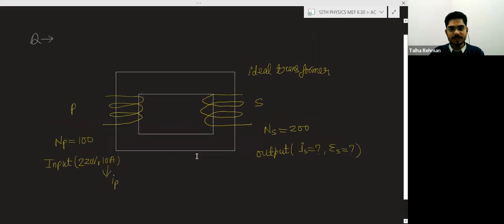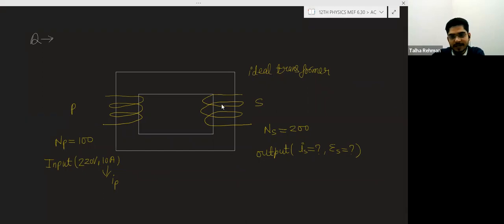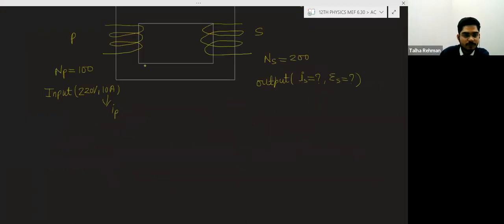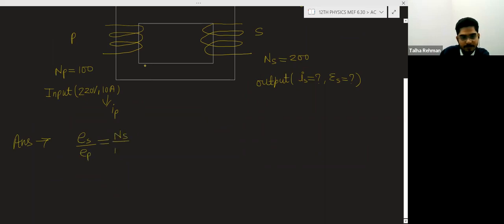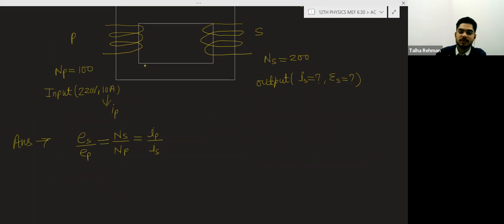Okay. So basically, this is a transformer, and this is an ideal transformer. So if this is an ideal transformer, then this expression will be valid: ES by EP is equal to NS by NP is equal to IP by IS. This is valid.